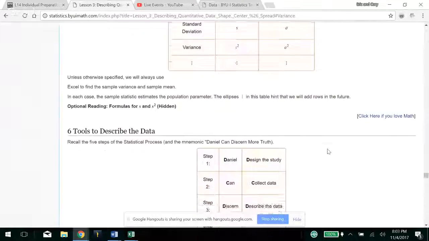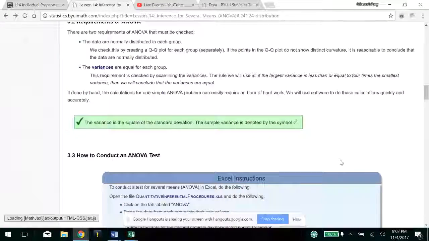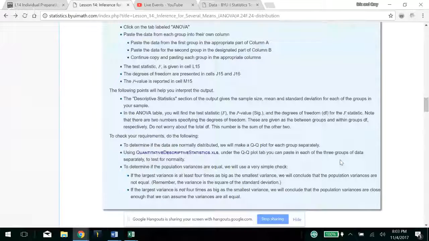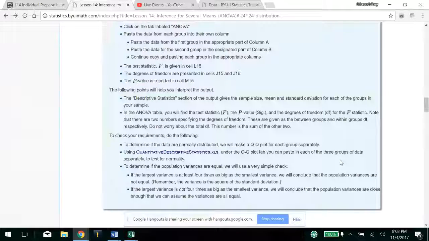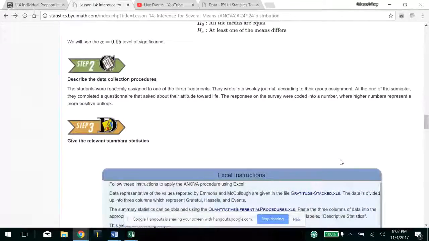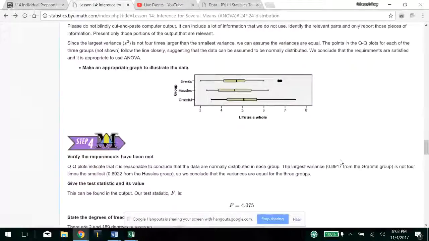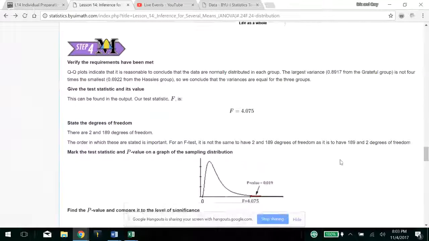Okay, verify the requirements have been met. The QQ plots indicate that it is reasonable to conclude that the data are normally distributed in each group. The largest variance, 0.8917 from the grateful group, is not 4 times the smallest. So we concluded the variances are equal for the 3 groups. Give the test F equals 4 point whatever. State the degrees of freedom. There are 2 and 189 degrees of freedom. Step 4 shows the F distribution thing, but it's not.